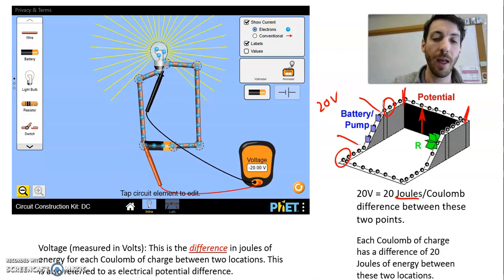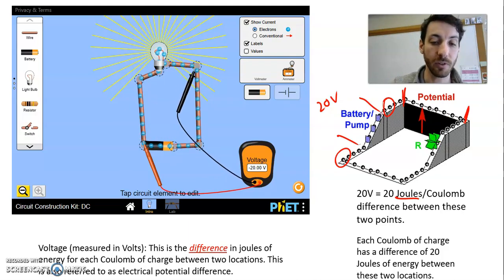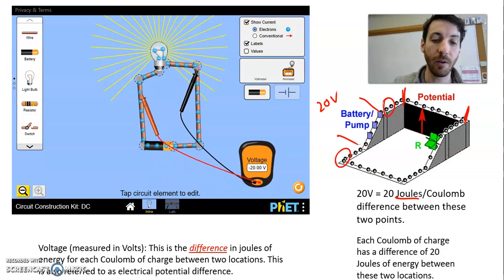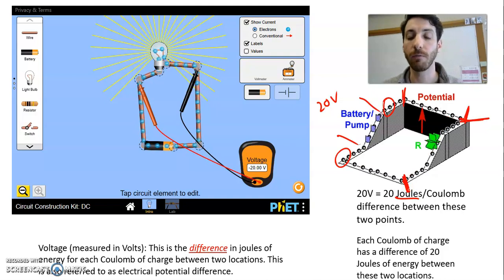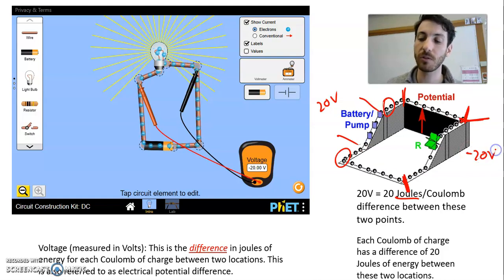But if we were to go then across our light bulb, and notice I can put this really anywhere, so right now I'd be measuring this location and this location. We're noticing negative 20 volts. So it's a drop of negative 20 volts, or a 20 joule difference for each coulomb.